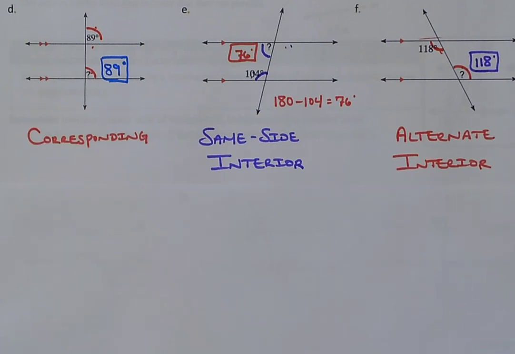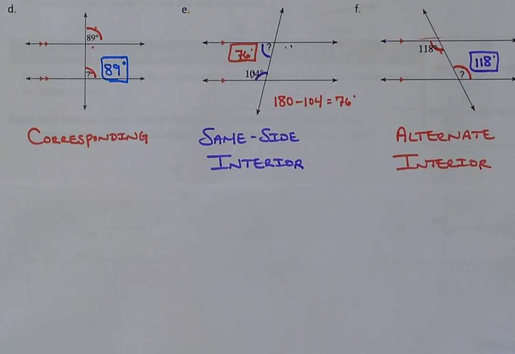All right, by now I hope that you have a pretty good handle on identifying if they're alternate interior, corresponding, or same side interior, and knowing that corresponding and alternate interior are congruent, they're equal to each other, and that same side interior adds up to be 180 degrees. So I hope you have a good handle on that.